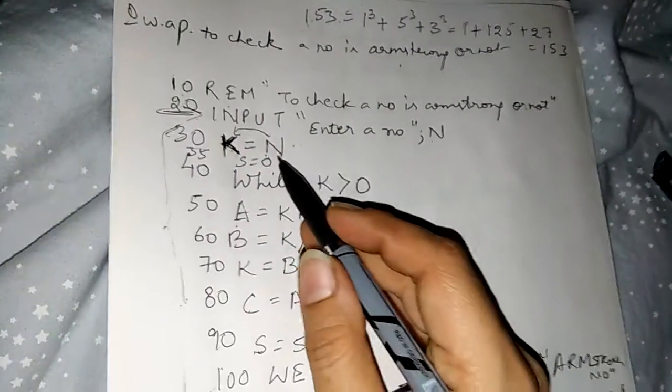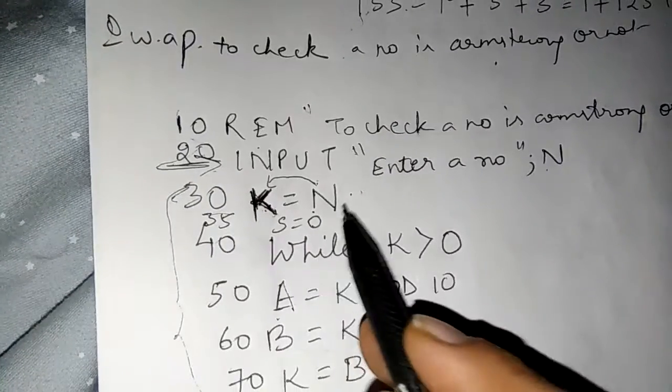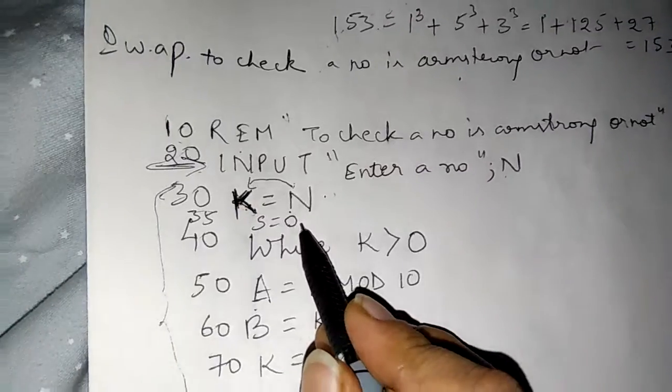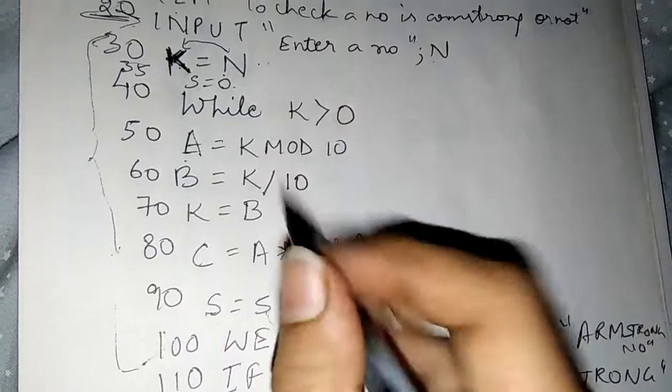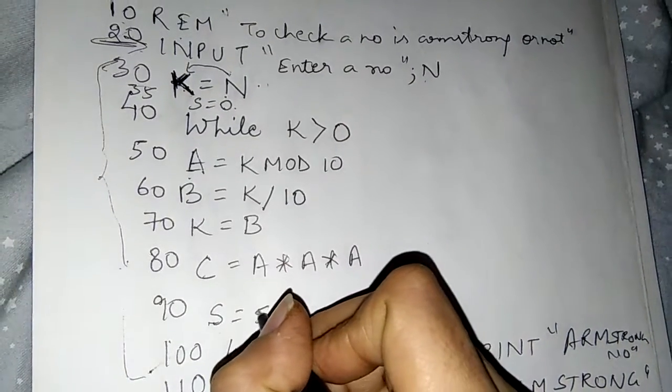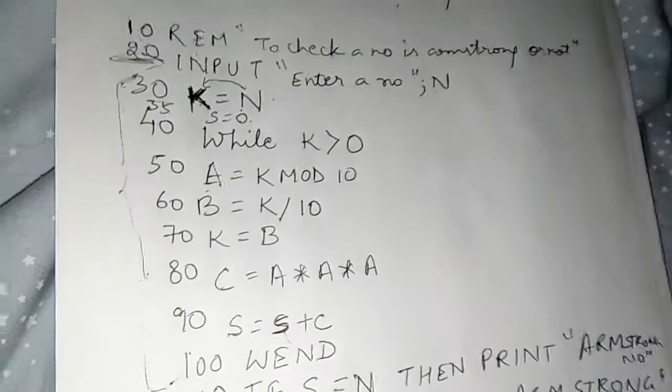Okay, and then I am taking a variable s which will store the sum. Initially I am taking 0 because I will keep on adding the values. So initially it should be taken as 0, otherwise it will take a garbage value. The result will not be as desired.